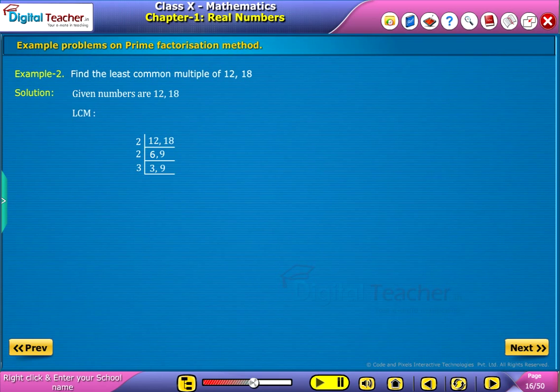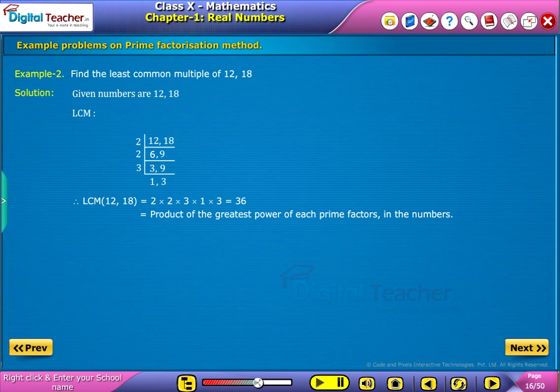Now, the obtained numbers are prime in nature. They cannot be further factorized in terms of numbers other than 1 and themselves. The product of all these prime numbers is shown on screen as the least common multiple of the given numbers, which is equal to the product of the greatest power of each prime factor in the numbers.